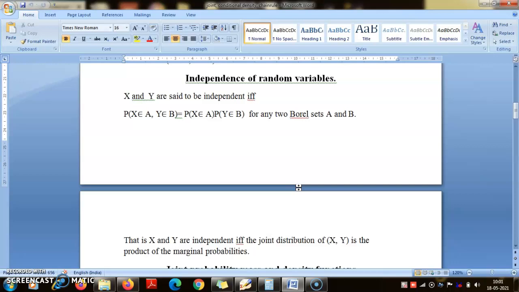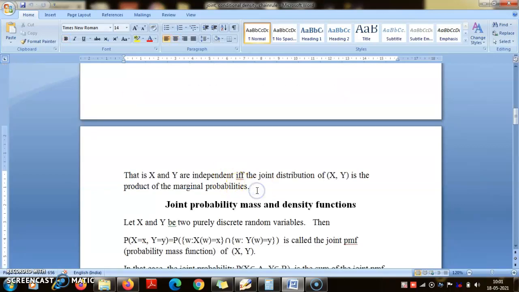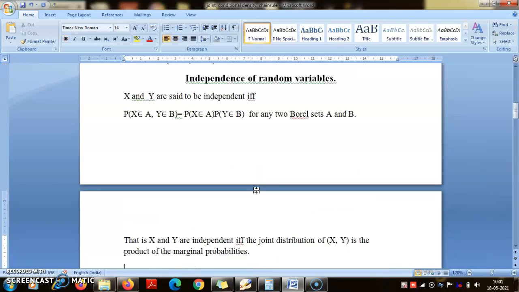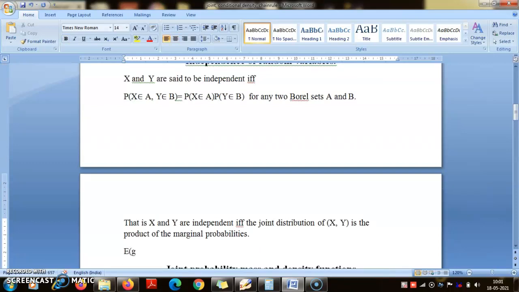The same idea is extended: if X and Y are independent, then probability of X in A and Y in B is the product of probability of X in A and probability of Y in B, for any two sets A and B. This also means, the proof is technical so let's not bother about it, that expectation of g(X) into h(Y) must be equal to expectation of g(X) into expectation of h(Y).